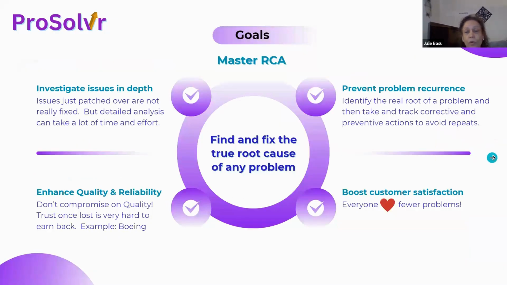So with that, why are we here today? We, of course, have goals that are independent of ProSolvr and Gen AI. So our goal actually is to master root cause analysis, right? So what does it mean to master root cause analysis? It basically means we can investigate the issues in depth. So issues are not just patched over because if they're patched over, they're not really fixed, right? But people tend to gloss over these issues. We fix it and kind of move on without thinking too deep or digging too deep.